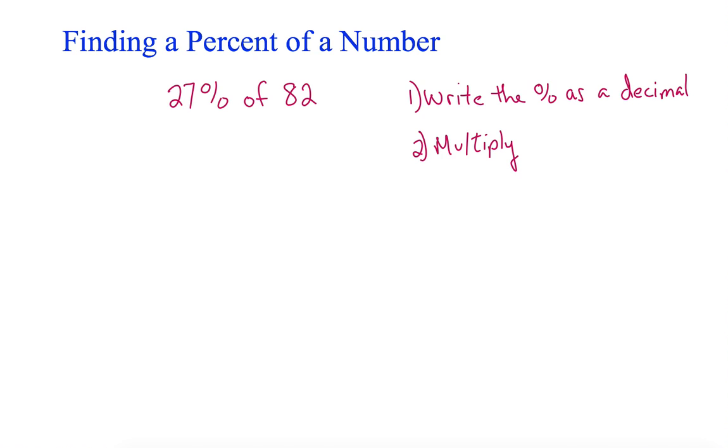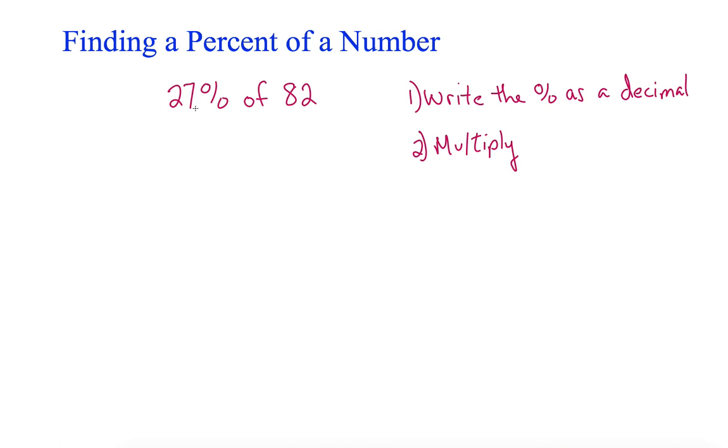Okay, in this video we are going to find a percent of a number. So we're looking at this problem here, which is finding 27% of 82. Two quick directions here. First thing we have to do is write the percent as a decimal. So I have to change this 27% to a decimal.